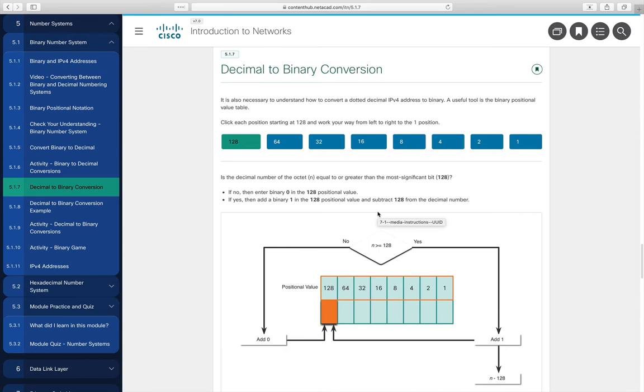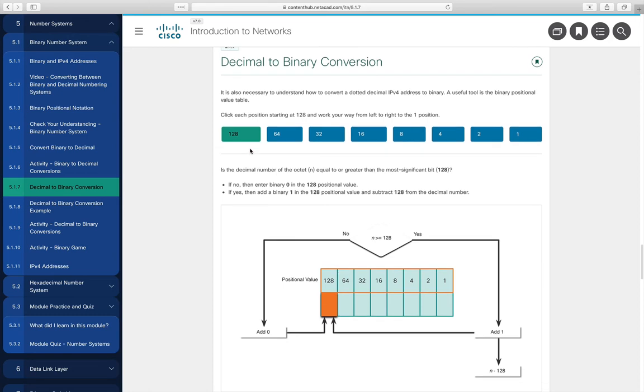What they're showing you here is the subtraction method, which I will talk about. And if this makes more sense to you, fine. If the division makes more sense or is easier, that's fine. Use whatever makes sense. So what they have here is a representation of the weights for an 8-bit byte. And what you're going to do is convert the number. And they kind of have a flow chart here. There's going to be an example in the next section.